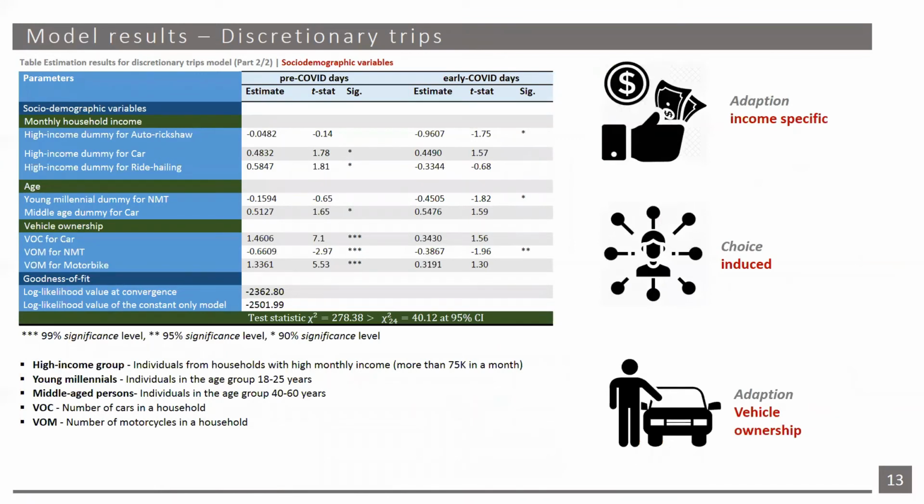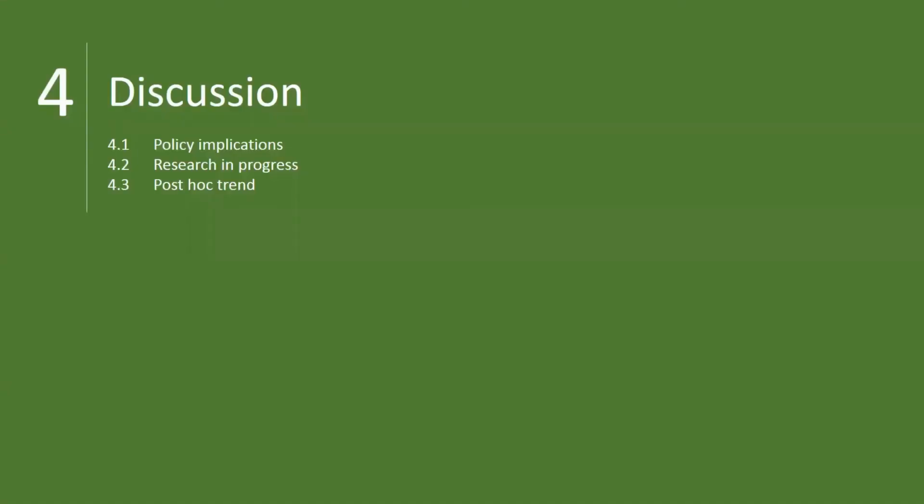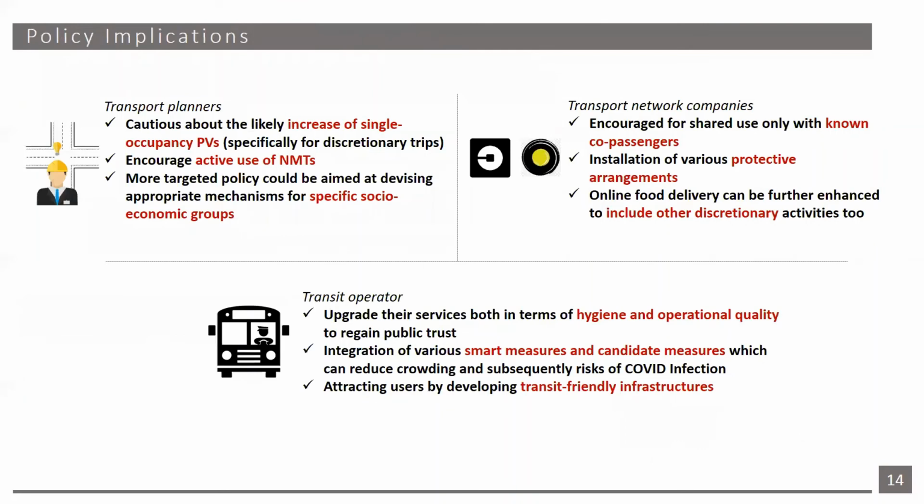Similarly, for discretion trips, we observe different socio-demographic variables like monthly household income, age, and vehicle ownership strongly influence the choices. An interesting point you can observe for vehicle ownership is that for households which have a car and motorbike, they are very important factors which contribute to their choices, but still their affinity towards NMT increases in early COVID days as compared to pre-COVID.